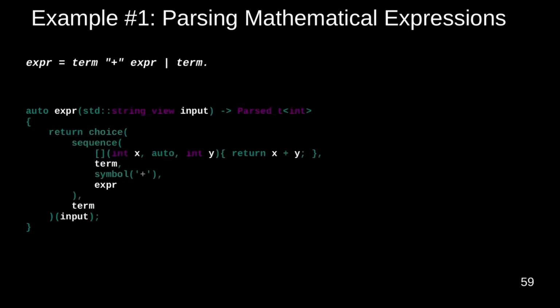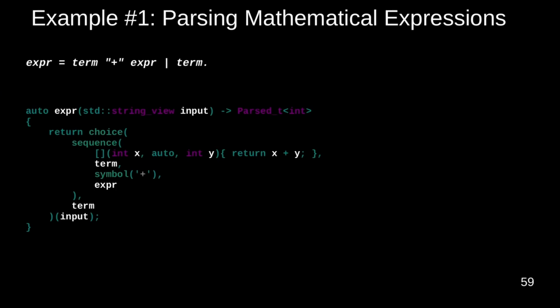Pretty simple. So here's the first parser, expression. What should it be? It should parse a term, a plus sign, and an expression, or a term. So it's a choice between a sequence starting with term plus expression. We keep the term and the expression and we add them. That's the result. Or if that fails, we check if it's a single term.